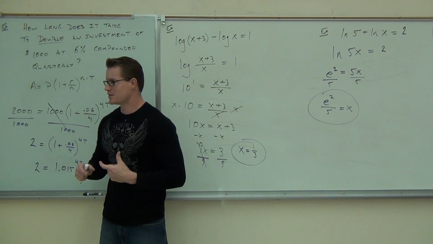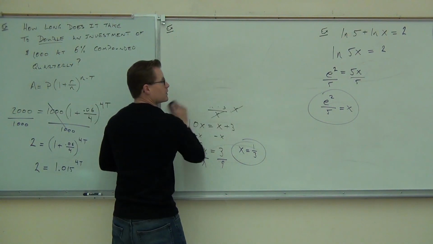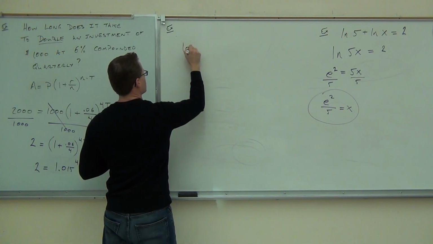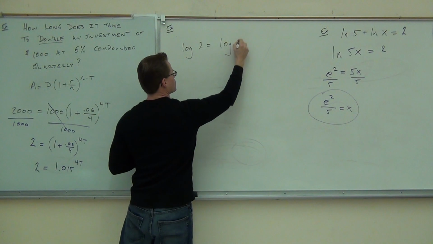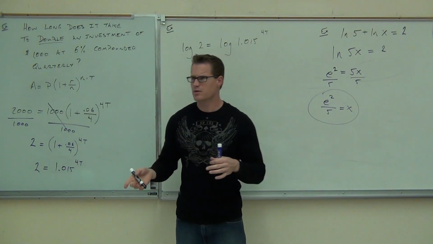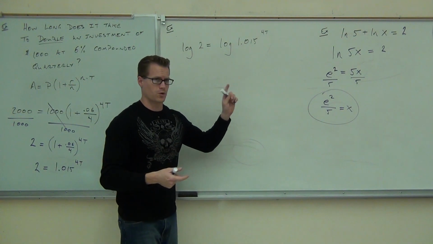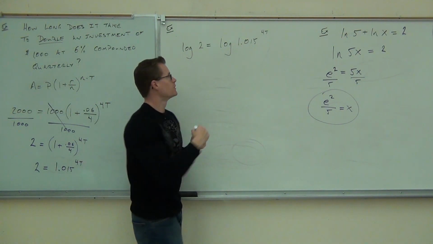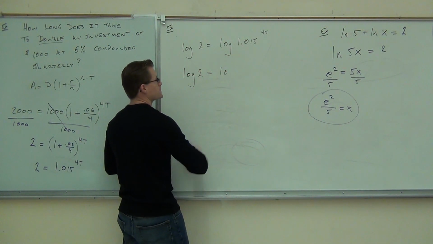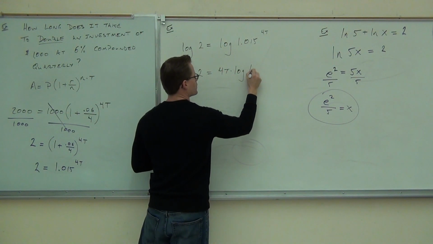We take a log of both sides. It's the same type of problem. We're going to take a log of both sides over here. And what you're going to get is log of 2 equals log of 1.015 to the 4t. You okay with the logarithm? Yeah. It looks funny because you have a decimal, but it's the same idea. Hey, what can you do with the 4t? Move it to the front. That's an exponent. So log of 2 equals 4t log of 1.015.